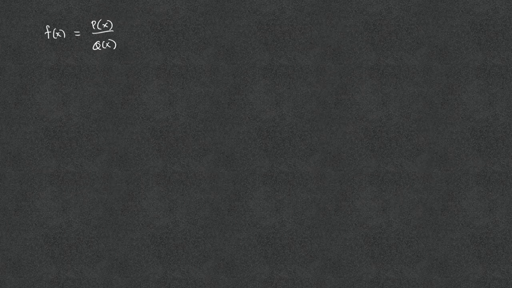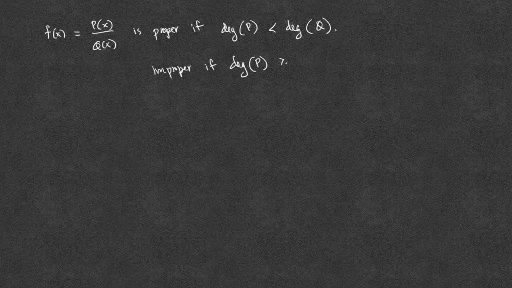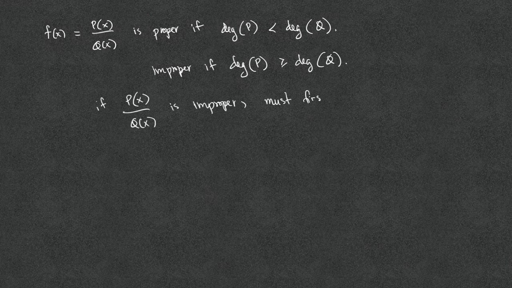If f(x) = p(x)/q(x), where p and q are polynomials, then this rational expression is called proper if the degree in the numerator is less than the degree in the denominator. It is called improper if the degree in the numerator is greater than or equal to the degree in the denominator. If the rational expression is improper, we first must perform long division.